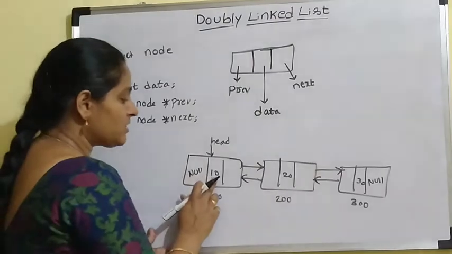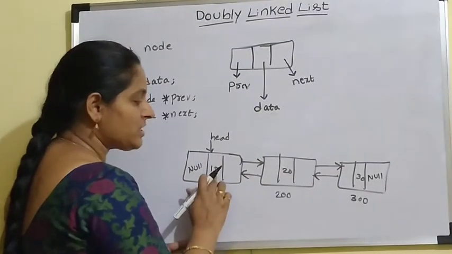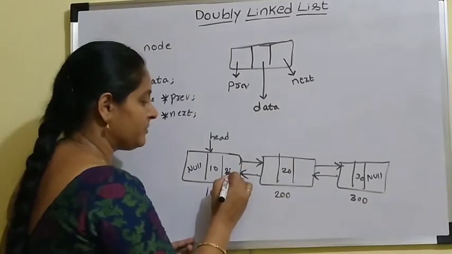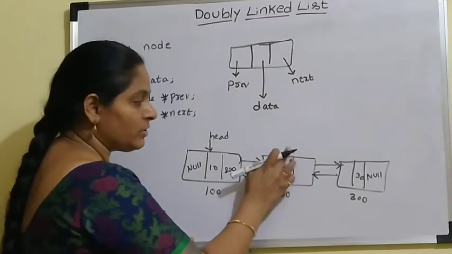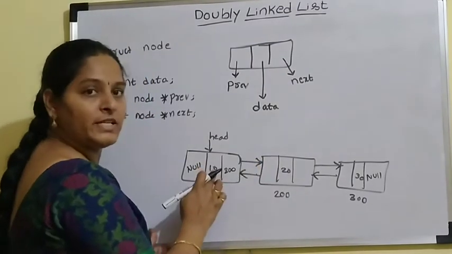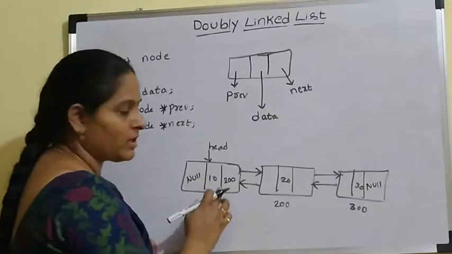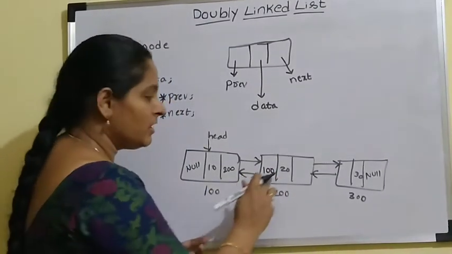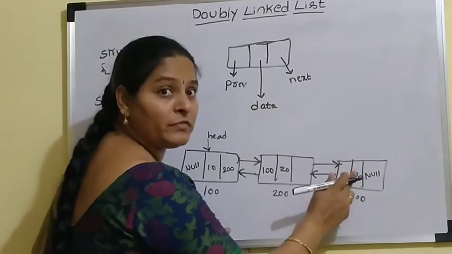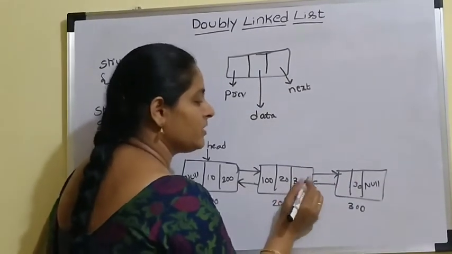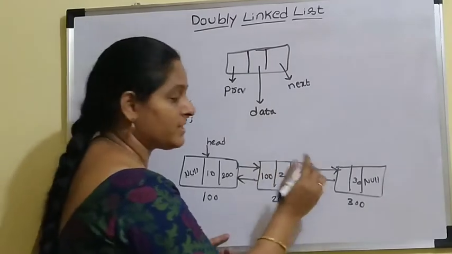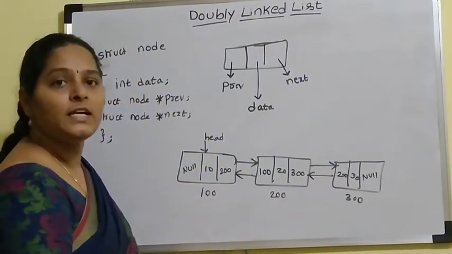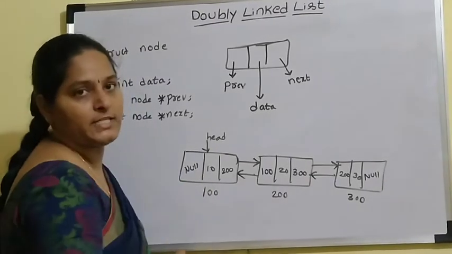Now see, this is the first node and this is the second node. The first node's next part contains the address of the second node. What is the address of the second node? 200. And this is the second node. The second node's previous part contains the address of the first node, that is 100. The second node's next part contains the address of the third node. The third node's previous part contains the address of the second node. This is the way of representing a doubly linked list.